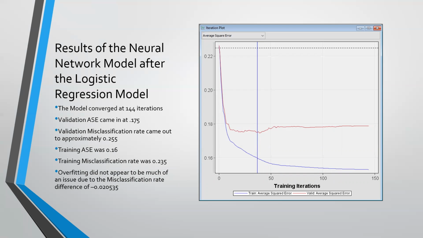So after running the node with those configurations, the model converged at 144 iterations. The validation average square error came in at 0.175, and the validation misclassification rate came out to approximately 0.255. Training ASE was 0.16, training misclassification rate was 0.235, and overfitting did not appear to be much of an issue. That's because the difference was approximately negative 0.020535, meaning that it did not appear to give us any trouble there. Next slide.